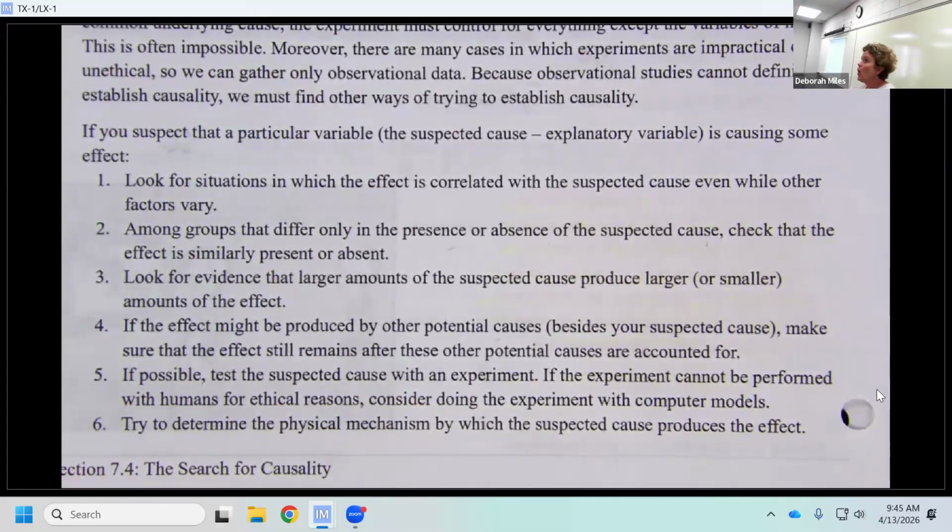If you can show the mechanism by which your cholesterol level increases your heart attack risk, then you can say definitively there is a causal effect there.